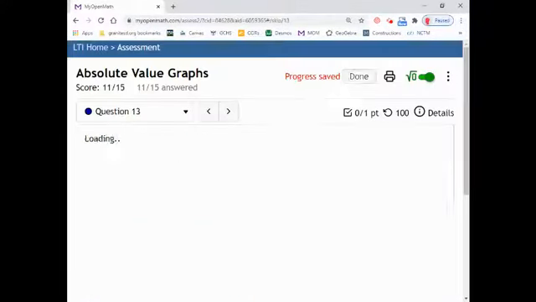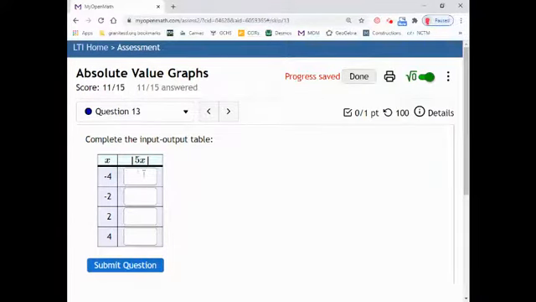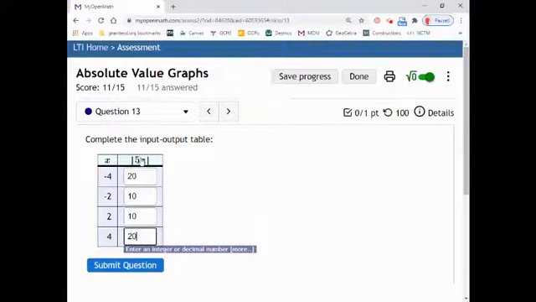Okay, let's try the next question. How about this one? The absolute value of 5 times x. So let's take the first one. If you have -4, this is the absolute value of 5 times -4. 5 times -4 is -20, and then you make that positive, so it'd be 20. So it's just 5 times 4, make it positive, right? 5 times 2, make it positive. 5 times 4, make it positive, right? 5 times that number and make it positive.